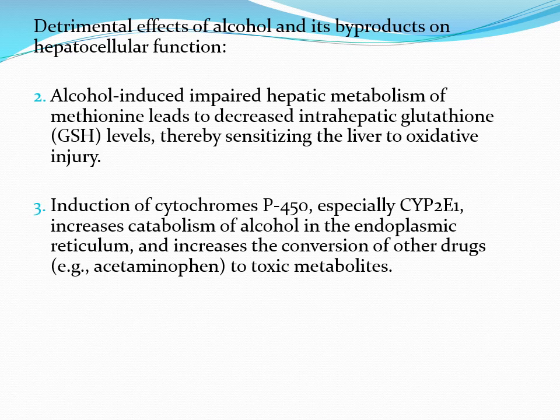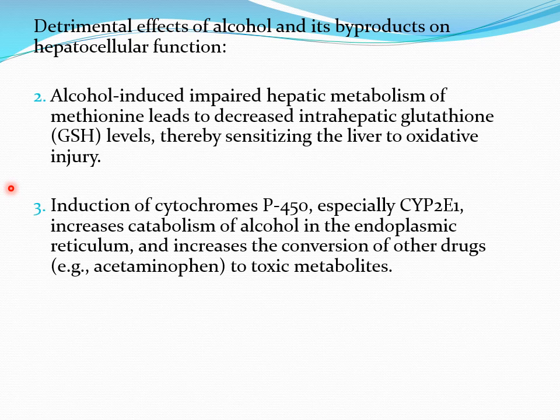Then what is the detrimental effect of alcohol and its byproducts on hepatocellular function? The alcohol-induced hepatic metabolism of methionine leads to decreased intrahepatic glutathione levels, and this will sensitize the liver to peroxidase injury. So in the liver, the formation of glutathione from methionine is reduced, which leads to oxidative injury.